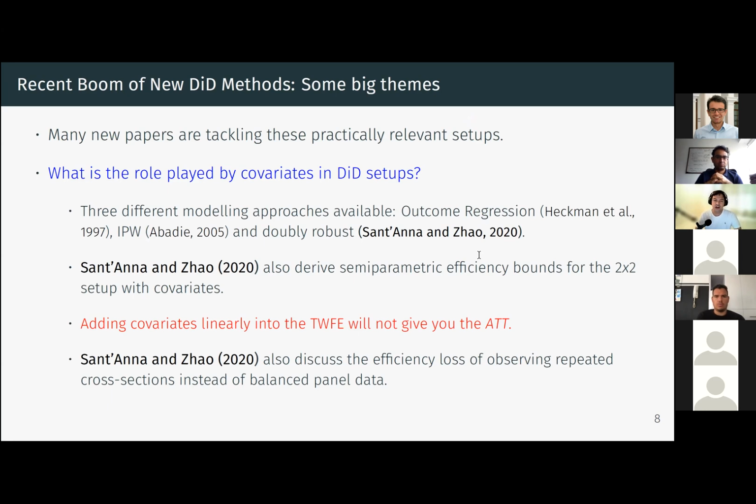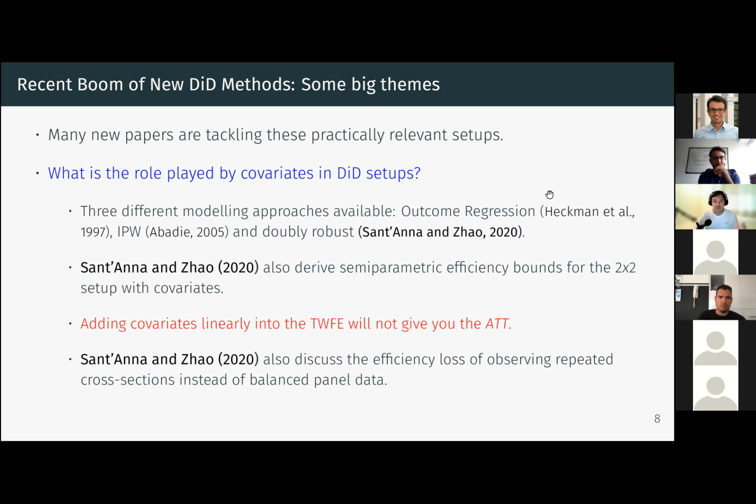Once we want to allow for covariate-specific trends, we know from the previous literature that there are two main ways of doing that. One is using regressions. When I say using regressions, I mean an outcome regression approach. It is different from using two-way fixed effects, because regression here means I'm going to subset the data among treated units.